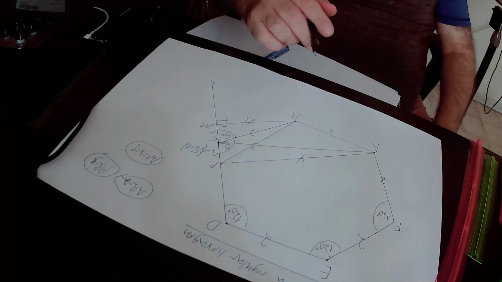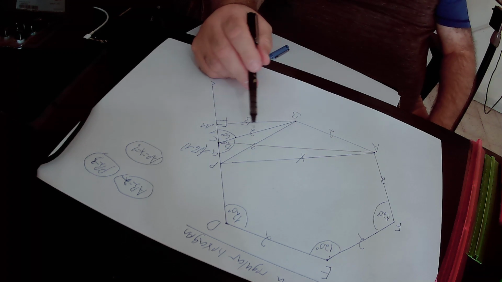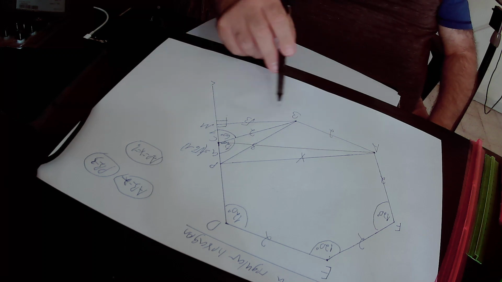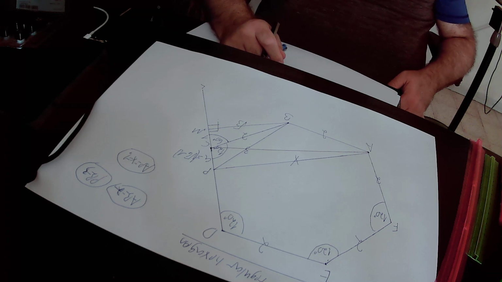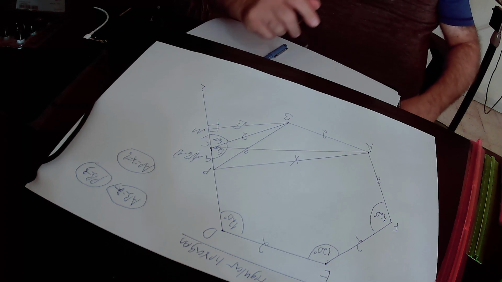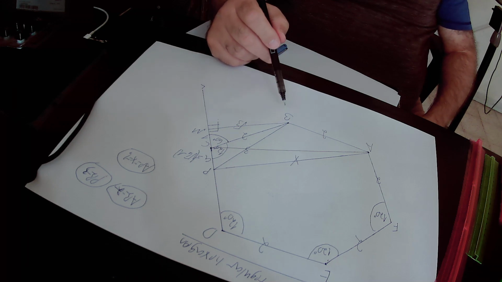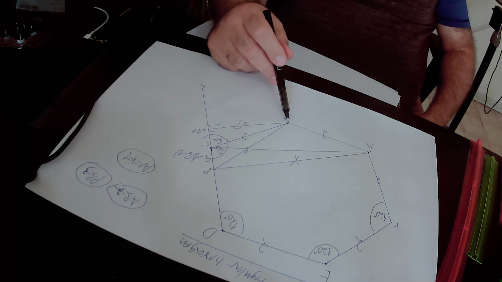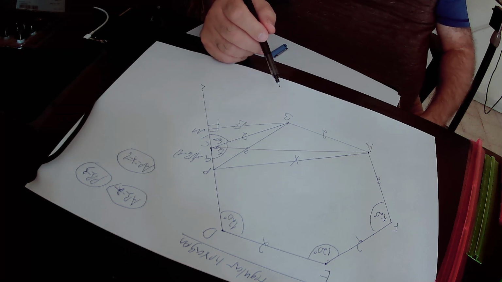By joining points A and C, we get the triangle ABC. This is triangle ABC. So, in triangle ABC, angle ABC, this angle, is 1 out of 6 angles of the regular hexagon, and therefore it is equal to 120 degrees.